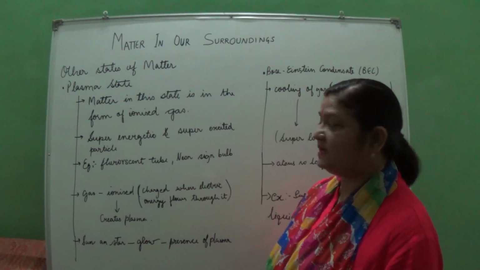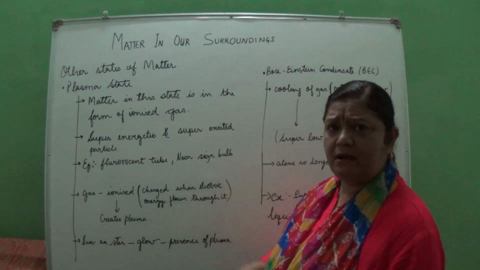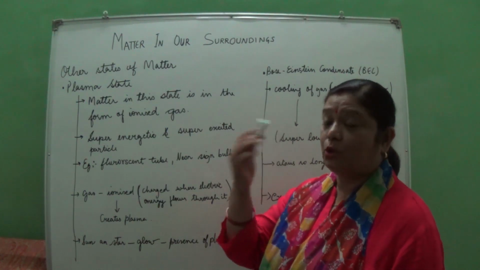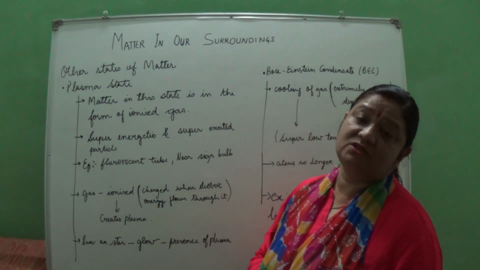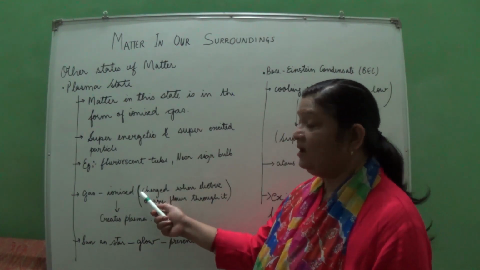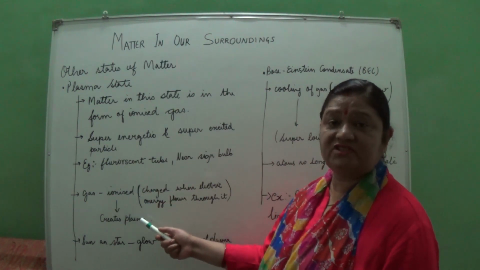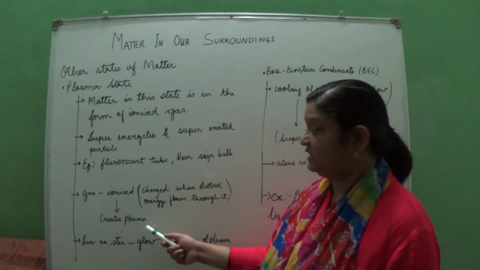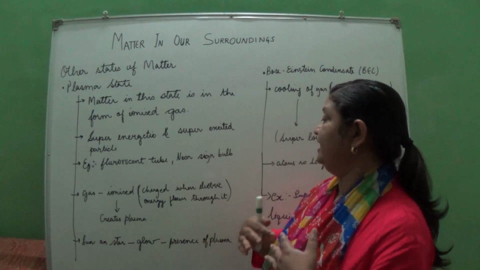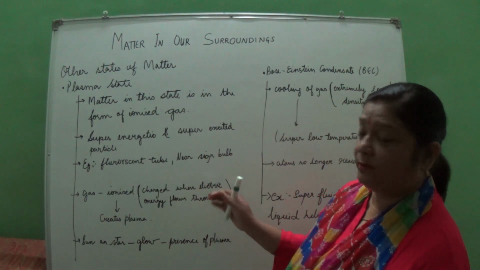Examples of this plasma state are a fluorescent tube and the neon sign bulb. There are many other examples which we can see. Even the sun and the stars, which glow, have plasma in them. These gases are ionized, and this ionized form of gases creates a fourth state of matter, that is plasma, which becomes charged when electric energy flows through it. So this is about plasma.